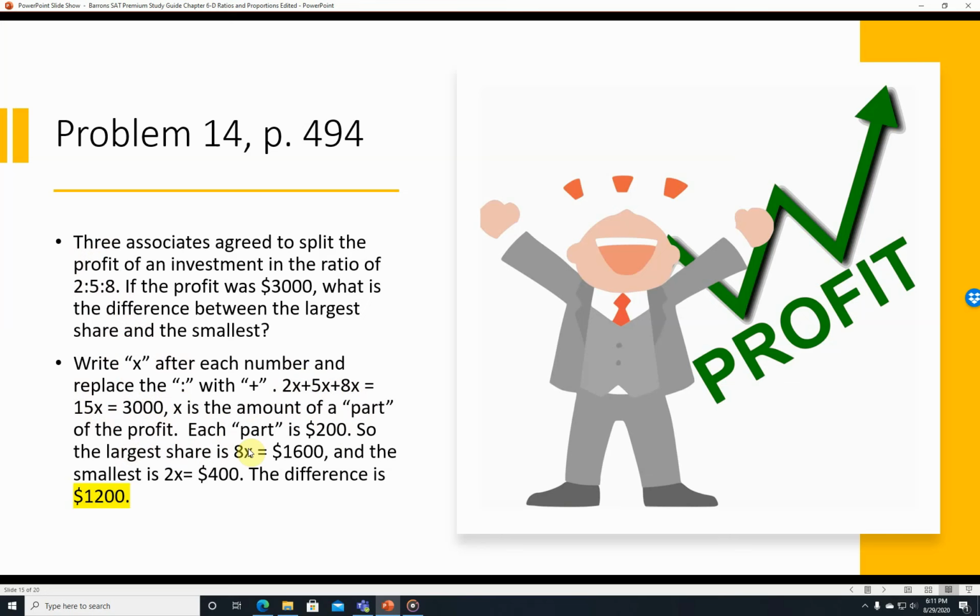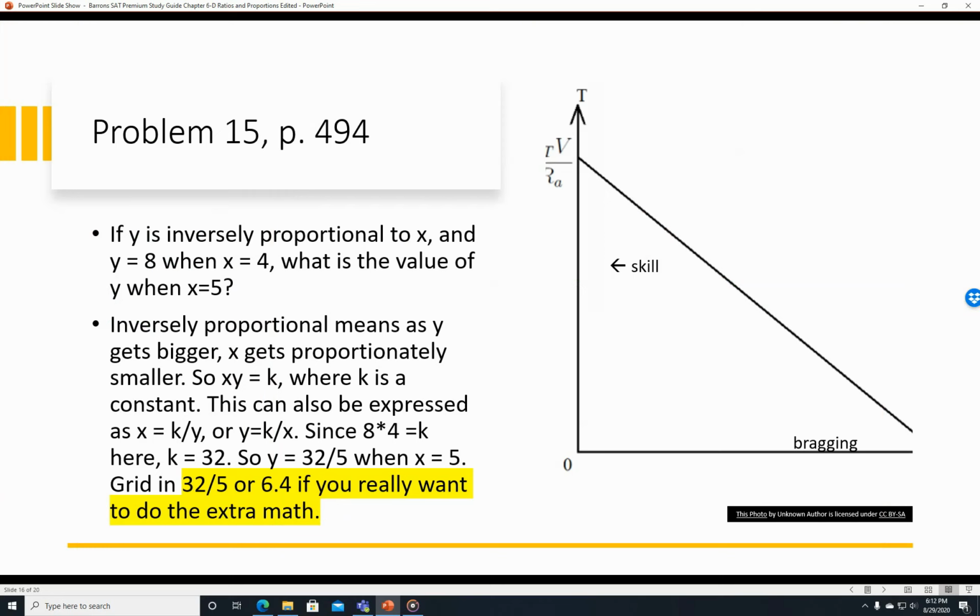So the largest share is 8x, which is $1,600, because 8 times 200, and the smallest is 2x, which is 2 times 200, which is 400. The difference is $1,200. So you grid in 1,200. And problem 15. If y is inversely proportional to x and y equals 8 when x equals 4, what is the value of y when x equals 5?